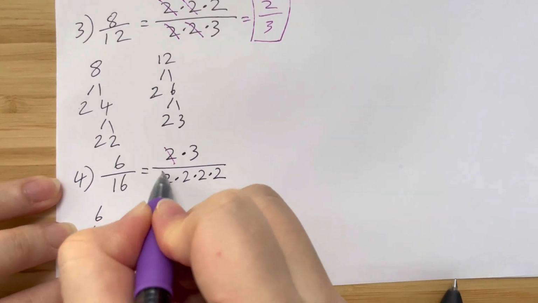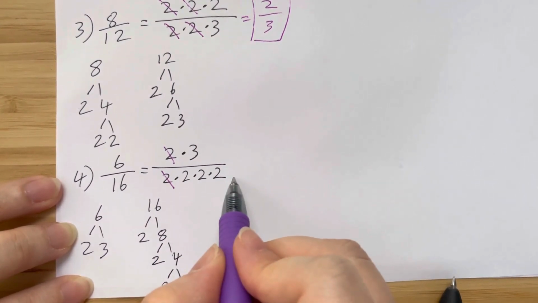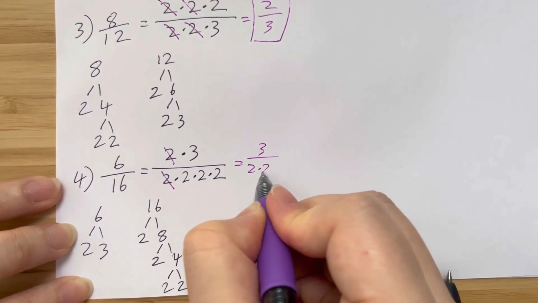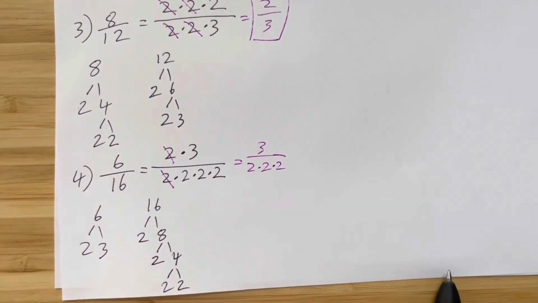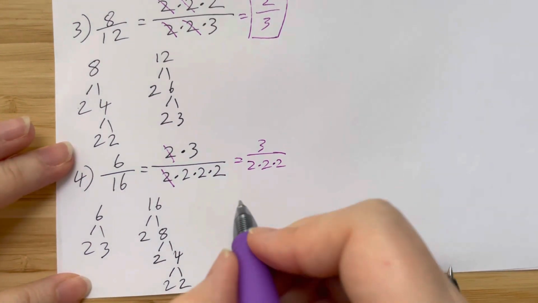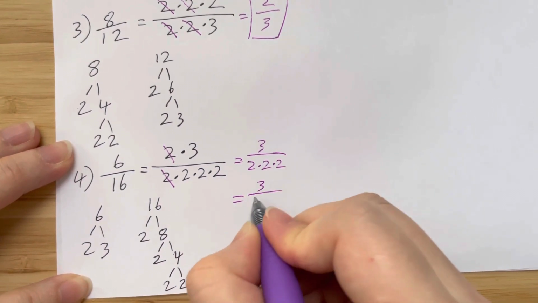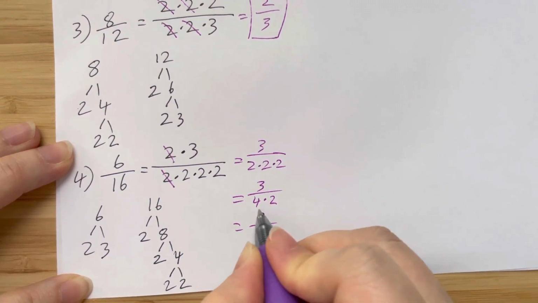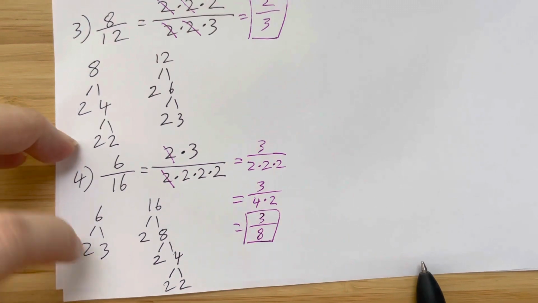A 2 on top and a 2 on the bottom cancel. A 3 is left on top. There's no 3 on the bottom, so our answer is going to be 3 times 2 times 2 times 2. We cannot leave it like this because it's asking us to put it in lowest terms. So we have a 3 on top, and then 2 times 2 is a 4, bring down this 2, and then 4 times 2 is an 8, and that will be our final answer.